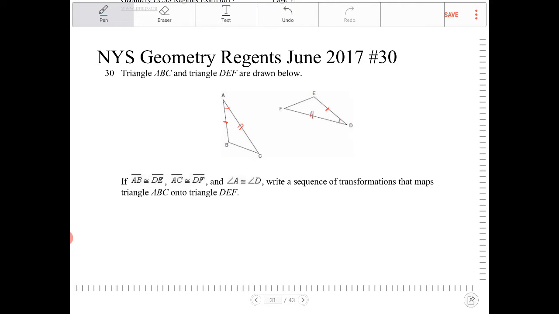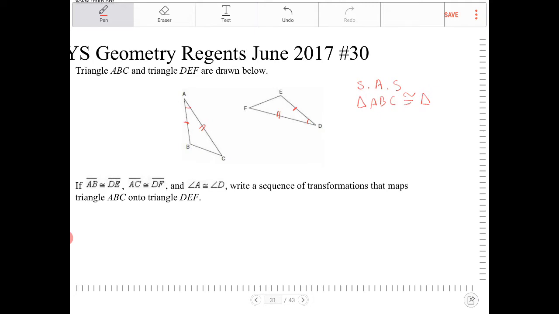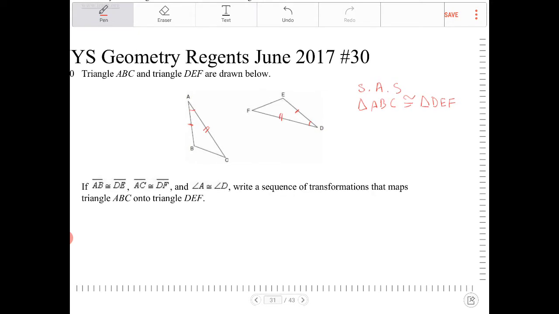Well, first off, both of these triangles are congruent, right? Because they are congruent based on side, angle, side, triangle ABC is congruent to triangle DEF. Because these two triangles are congruent, they can be mapped together using a sequence of rigid motions.